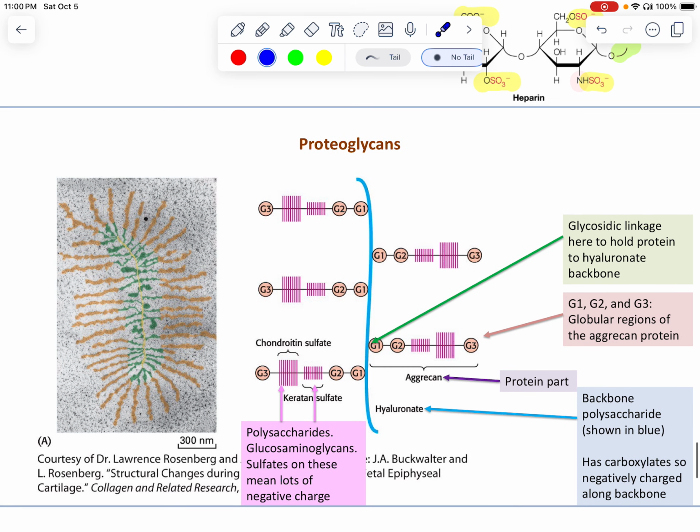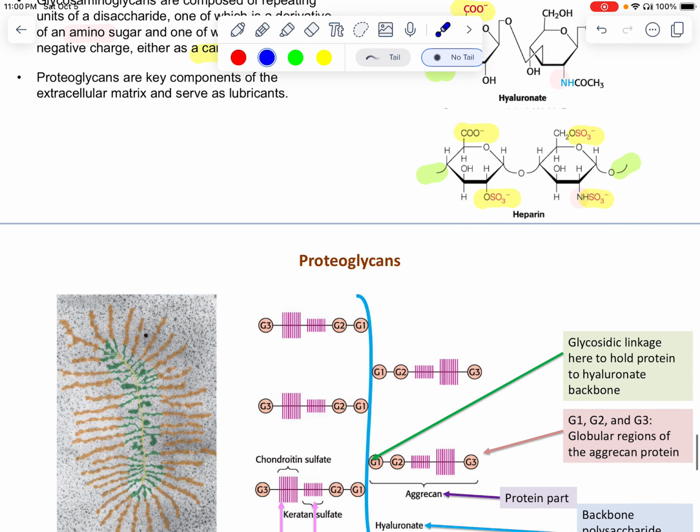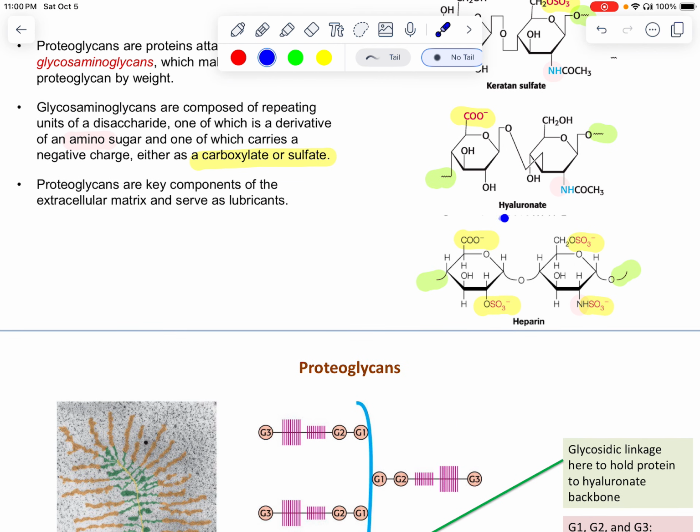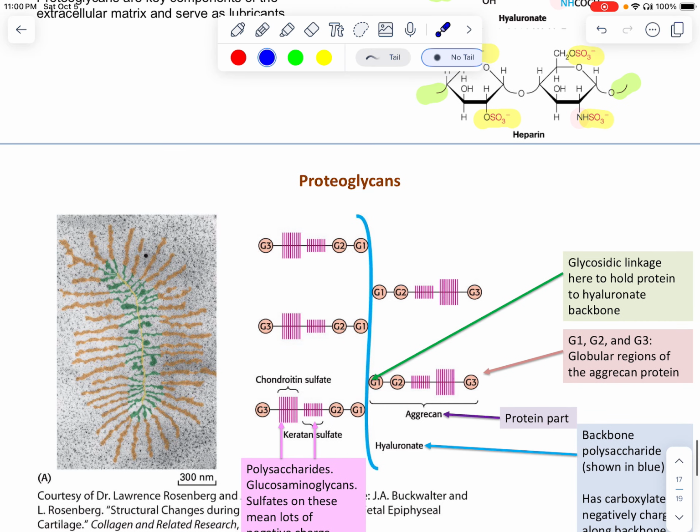Anyway, we have our backbone. You get the idea. Right here, it's this long blue thing. And if we go back up and look at this, it has a bunch of negative charge. So there's all this negative charge right along here. Negative charge all along here, along this backbone.